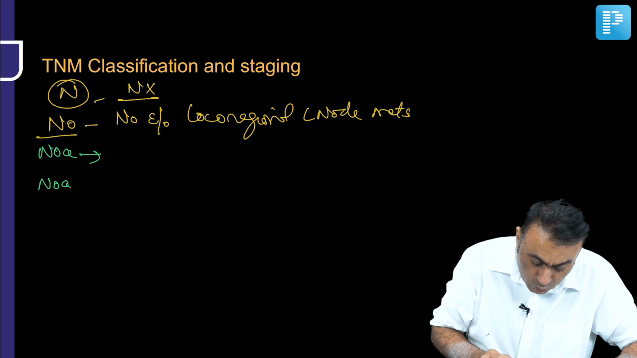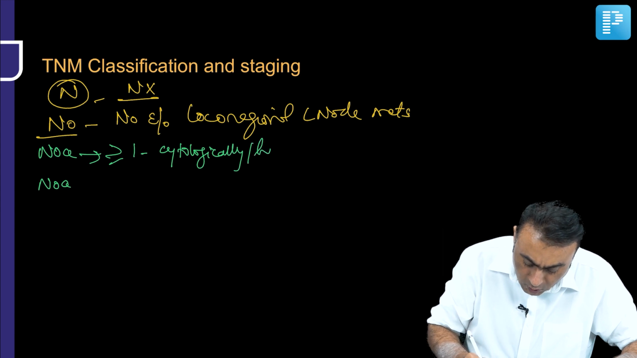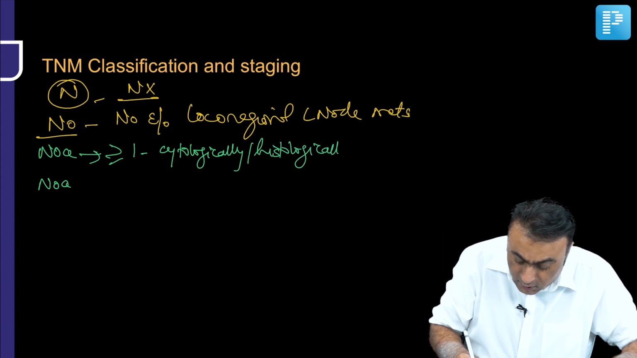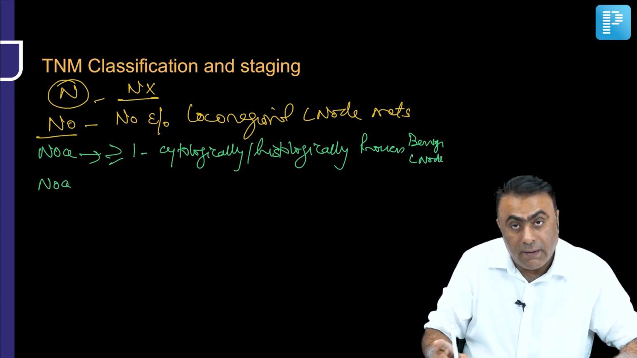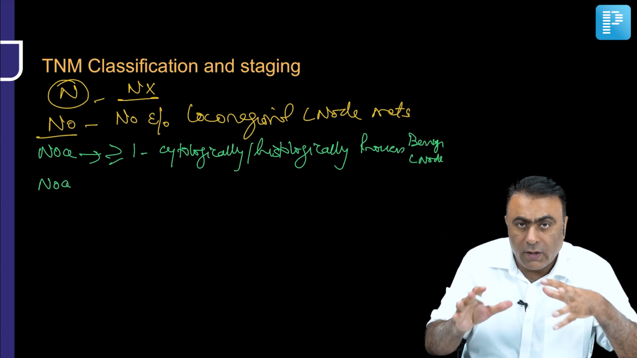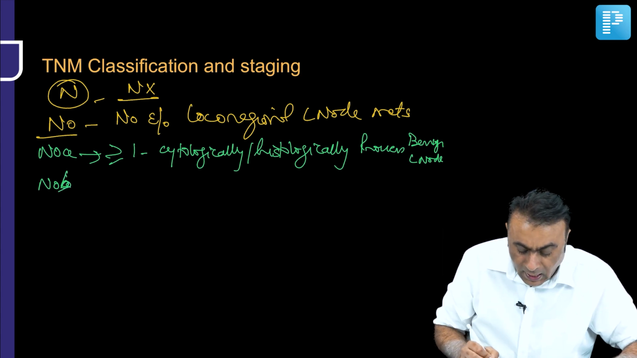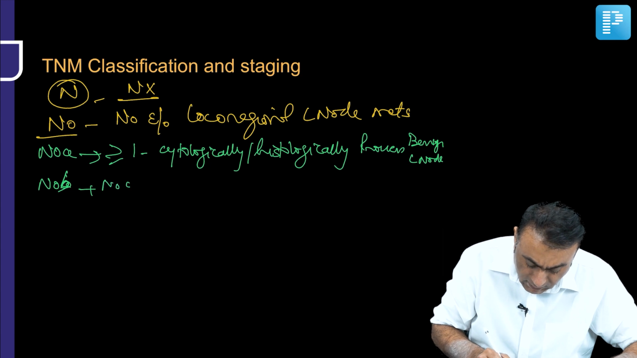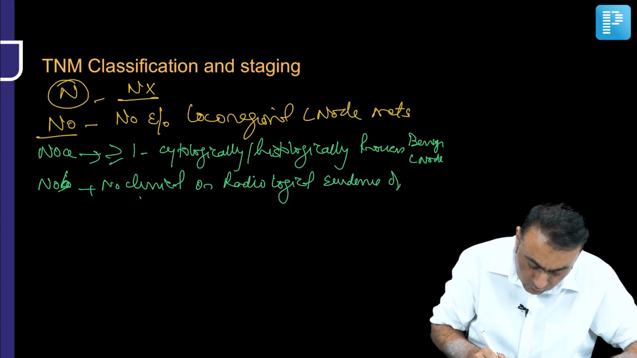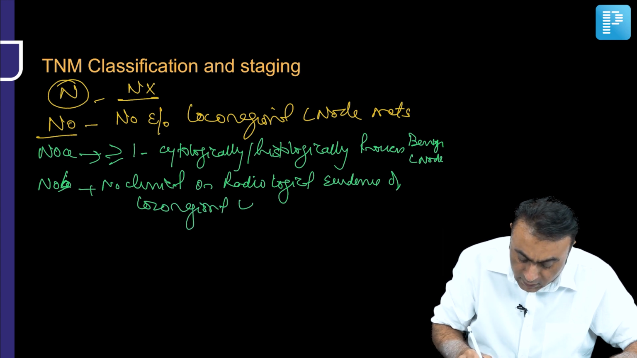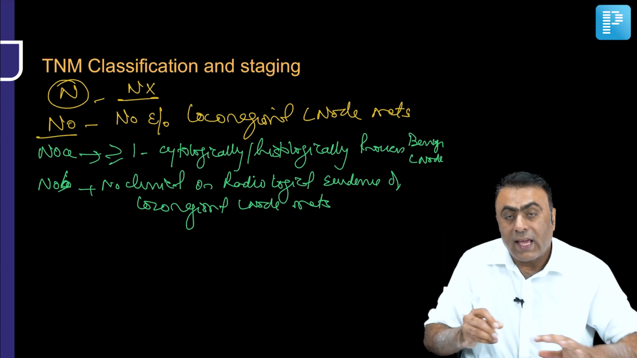What is N0A? N0A is that there is one or more than one cytologically or histologically proven benign lymph node. So there is a lymph node, but cytologically, histologically it has been proven to be benign. That is N0A. This is something different. Other malignancies we don't divide into N0A and B. Then what is N0B? N0B is there is no clinical or radiological evidence of loco-regional lymph node metastasis. That is N0B.